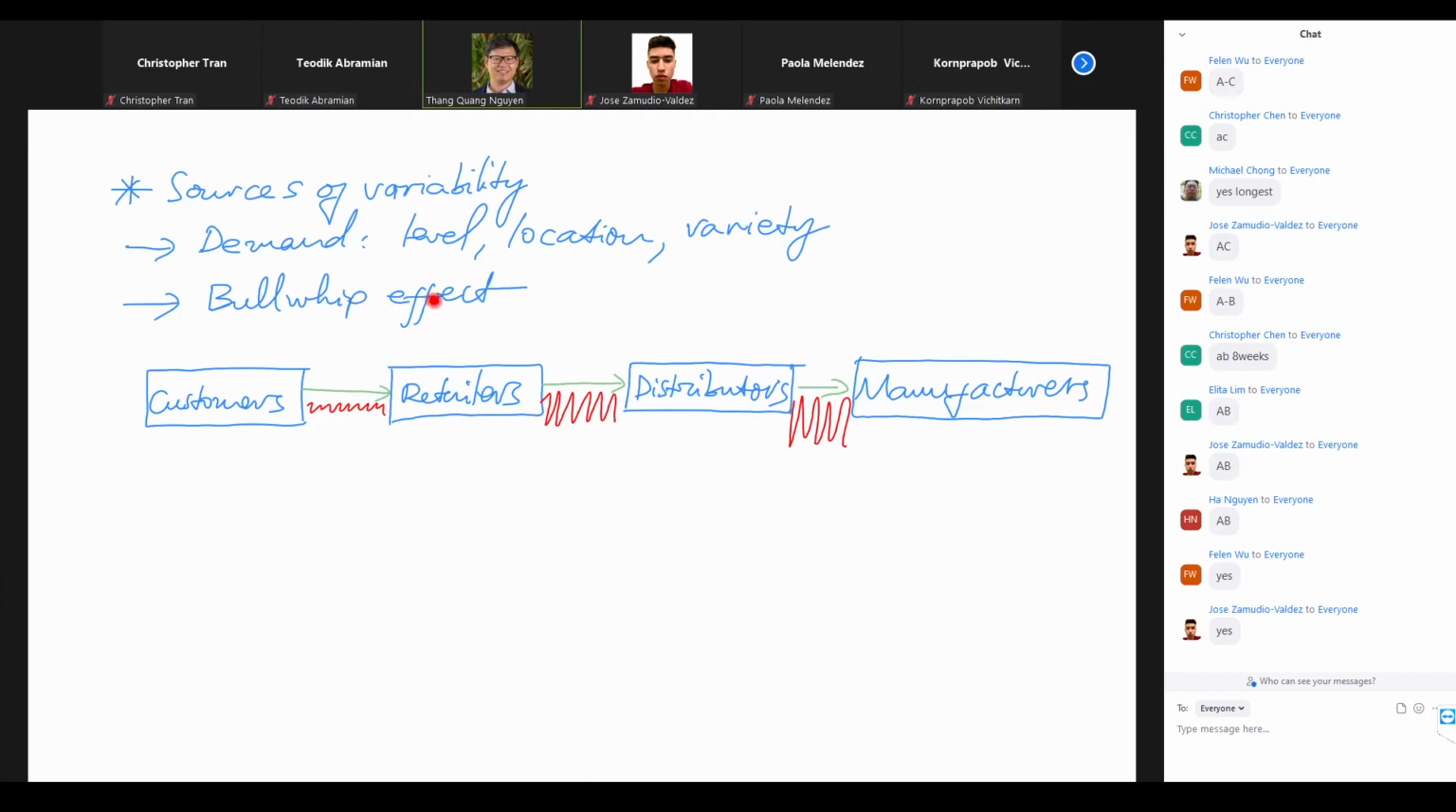So the bullwhip effect is what? It is the exaggeration of the level of variability in the demand. And normally the bullwhip effect happens because of the overreaction along the supply chain, right? Okay, so that's the second source of variability.